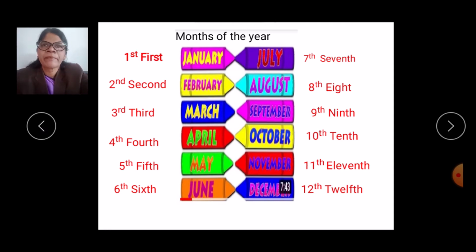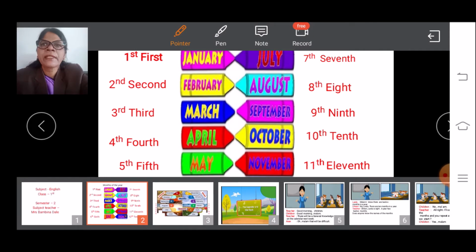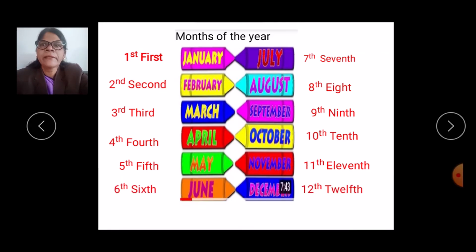First, January is first, February is second, March is third, April is fourth, 5th is May, 6th is June, 7th is July, 8th is August, September 9th, October 10th, November 11th, December 12th. So there are 12 months in a year.